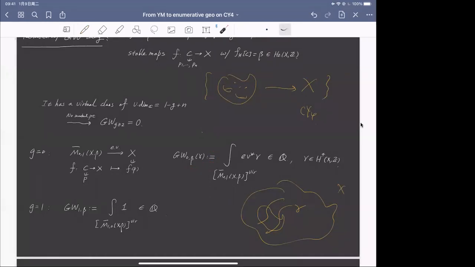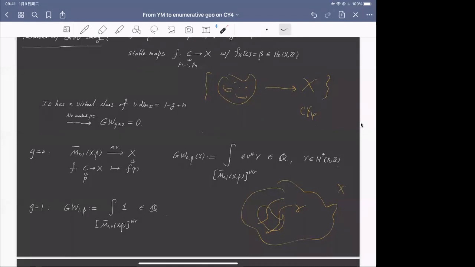By Gromov-Witten theory, we know that this is a rational number. They are not integers because this moduli space has automorphisms. Similarly, you can consider the genus 1 theory, which considers genus 1 stable maps. If you look at this formula here, the virtual dimension is already 0. So we don't need to put any marked point. We can just integrate 1 here and get rational numbers. This is the genus 1 invariant.